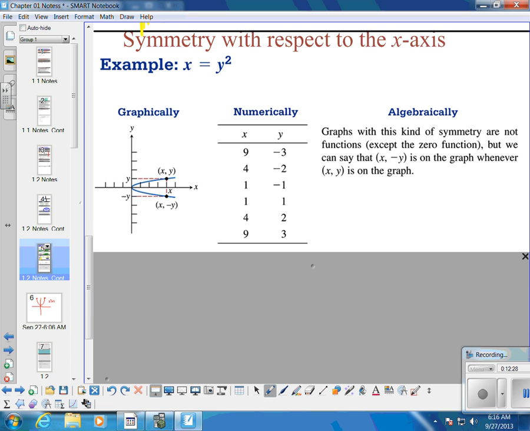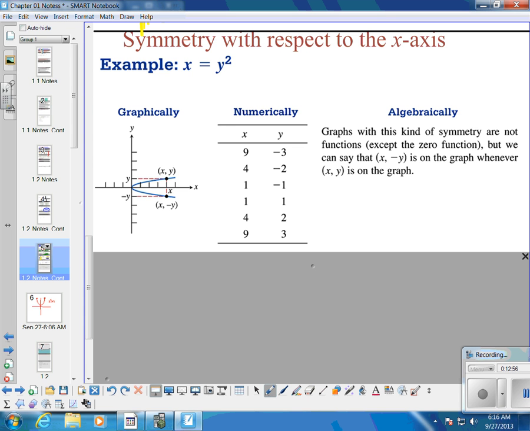Symmetry with respect to the x-axis is the same type of thing, only it's reflecting in the x-axis. So if you fold on the x-axis and your graph lines up on top of itself, then it's got symmetry with respect to the x-axis. These would not be actual functions, because obviously that will not pass the vertical line test.